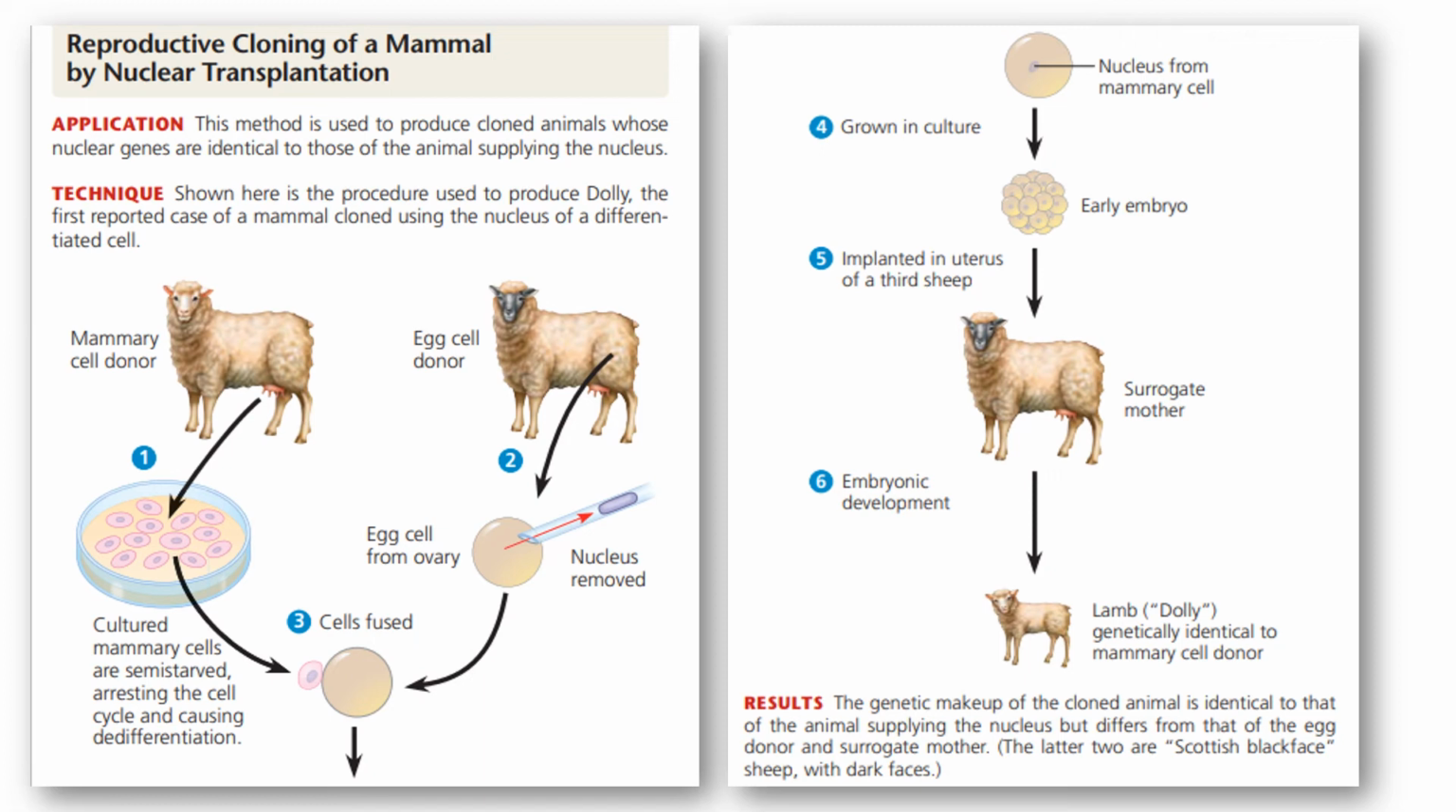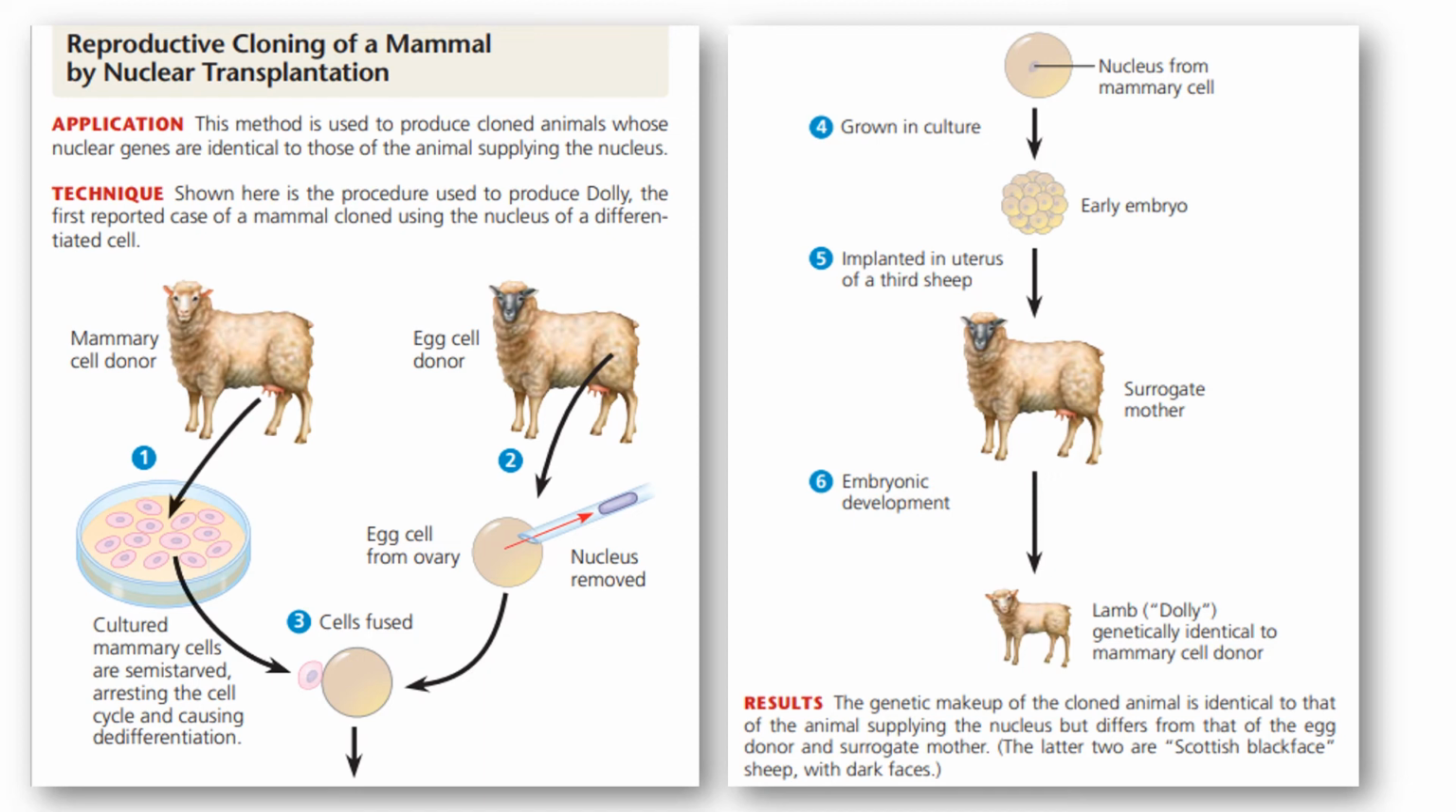Ayan, makita natin dito kung paano na-produce si Dolly, the first reported case of a mammal cloned using the nucleus of a differentiated cell. Meron tayong dalawang pinagkuhaan ng cell, mammary cell donor at yung egg donor. Sa mammary cell donor, kinultured mo na siya, and then, para siyang ginutom, inarrest yung cell para magbago. Kinuhaan siya ng part during the cell cycle, causing de-differentiation. At yung isa naman, from the egg, kinuhaan yung nucleus niya. Okay? Yung egg cell from ovary, kinuhaan niya. Then, fused.